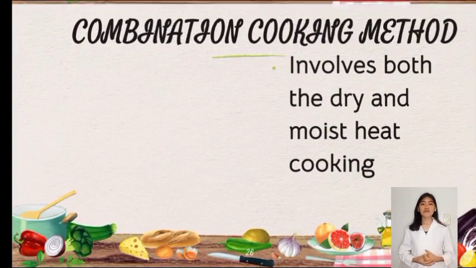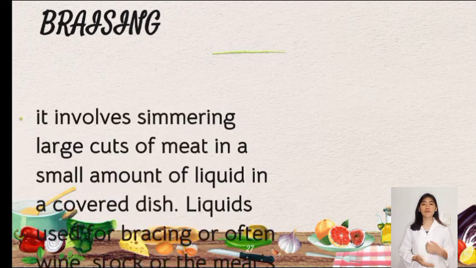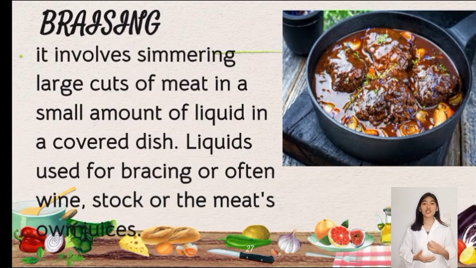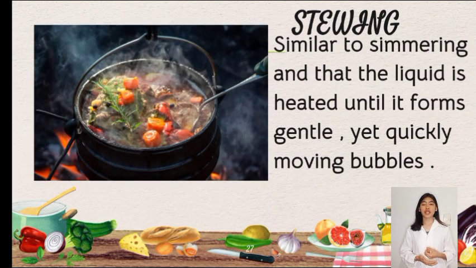And then, last method, which is combination method. So it involves both dry and moist heat cooking methods. So we have braising. It involves simmering large cuts of meat in a small amount of liquid in a covered dish. Liquids used for braising are often wine, stock, or the meat's own juices, while stewing is similar to simmering in that the liquid is heated until it forms gentle, yet quickly moving bubbles. So the difference between stewing and braising is that stewing generally involves a much smaller amount of liquid.